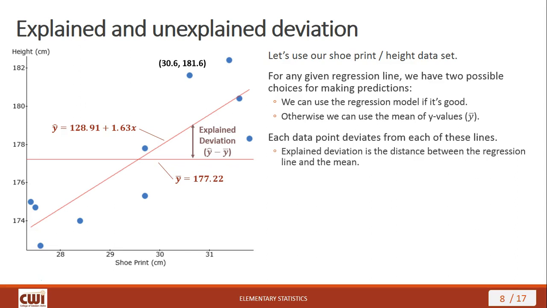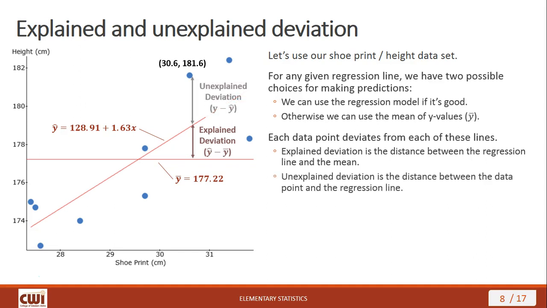The explained deviation is the distance between the regression line and the mean. So this distance we can actually explain because we know where it comes from. We know what the model is. We know how we derived it. We know what the mean value is and how we derived it. So the difference between these two beneath this data point is the explained deviation. We know where it comes from. There's another difference, which is the unexplained deviation. This is the difference between the data point and the regression line.